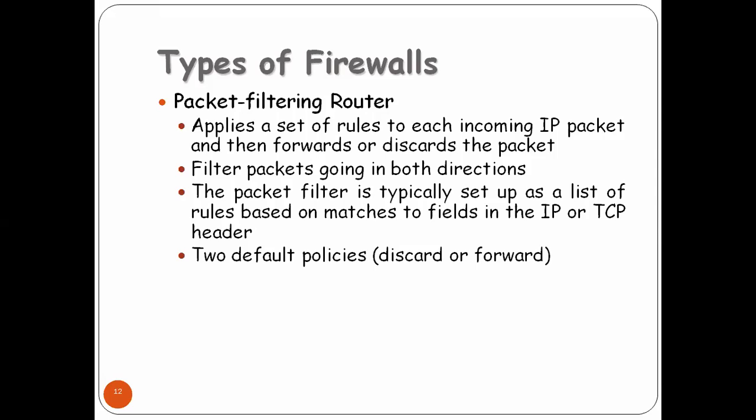The packet filter is typically set up as a list of rules based on matches to the fields in the IP address. We know that every packet must have some IP address. If the IP address is there, definitely we have a header. The header should contain the details about the sender and receiver. In a normal network without the internet, we just send data from one system to another, so this condition is not available.